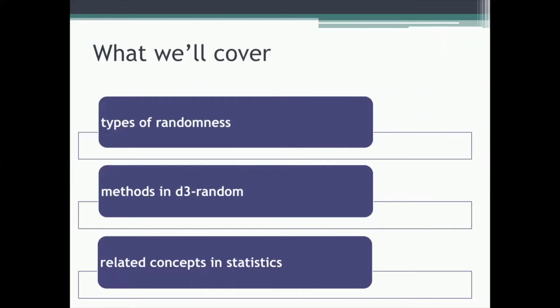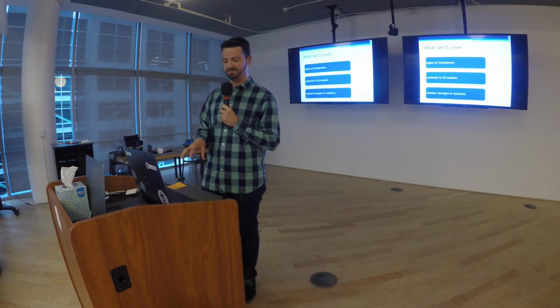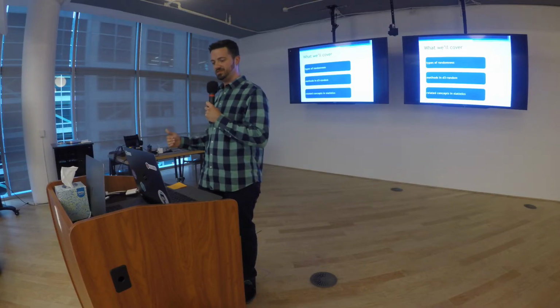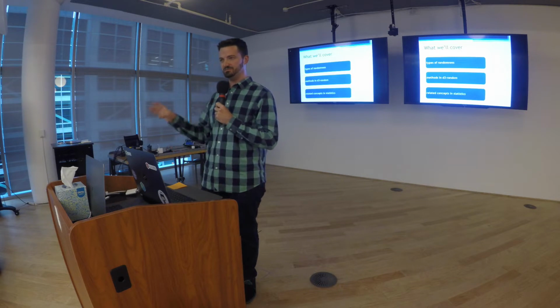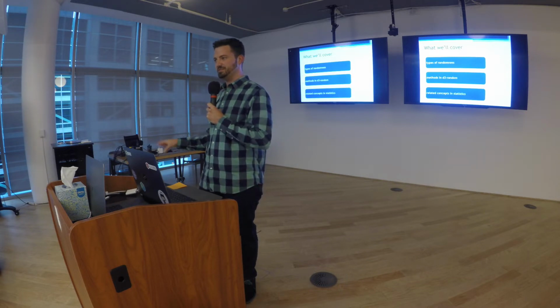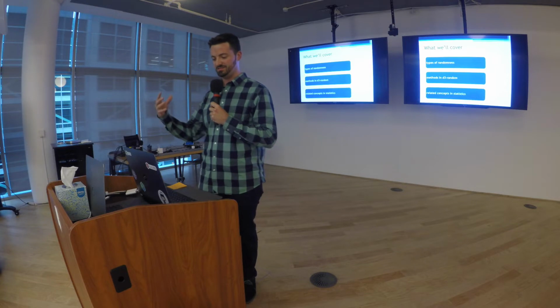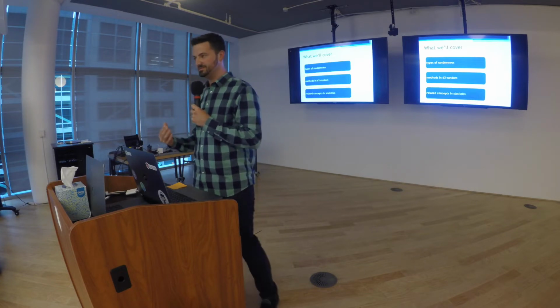So tonight we're going to be talking about three main things: different types of randomness in the context of computer science and statistics itself. Then we'll walk through the different methods within d3-random. And then at the end, we'll touch on a few related concepts within statistics that these different distributions help visualize.